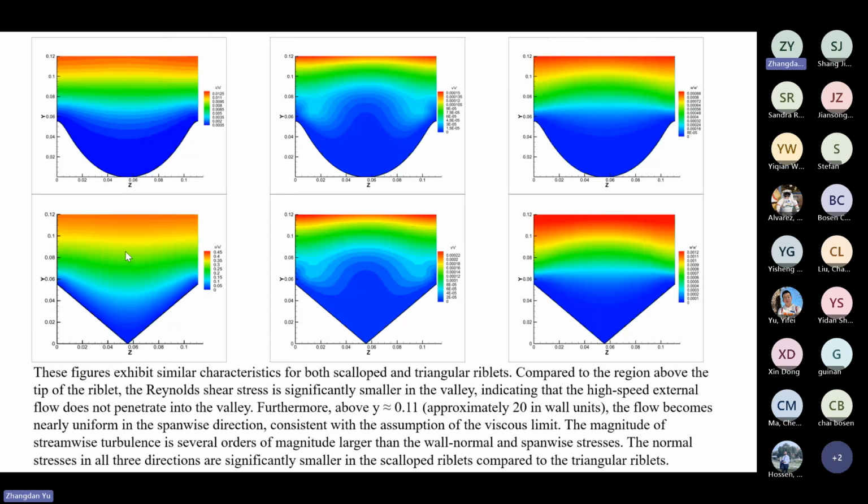Compared to the region above the tip of the riblet, the Reynolds shear stress is significantly smaller in the valley, indicating that the high-speed external flow doesn't penetrate into the valley. Furthermore, at y plus about 0.11, the flow becomes nearly uniform in the spanwise direction, consistent with the assumption of the viscous limit. The magnitude of streamwise turbulence stress is several orders of magnitude larger than the wall normal and spanwise stresses. The normal stresses in all three directions are significantly smaller in the scalloped riblets compared to the triangular riblets.